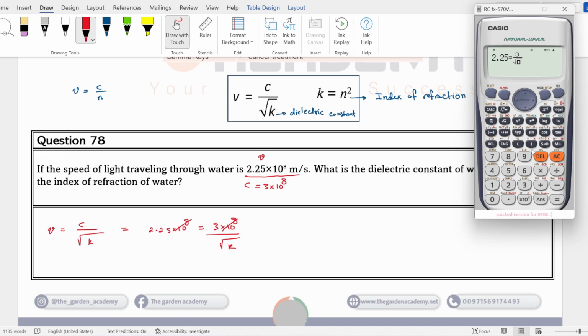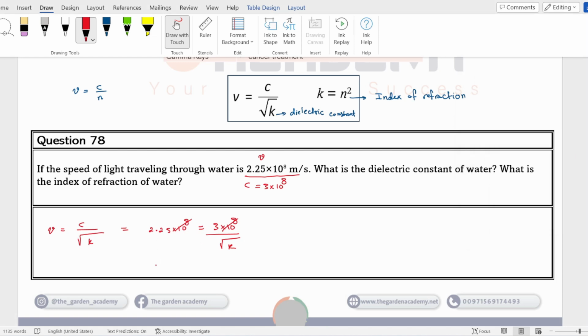No, sorry. This is x. Again, alpha x. Okay. So shift calc equal gives us the value of k. It's 1.78. So k accordingly is 1.78. Now how to find the index of refraction, which is part 2.